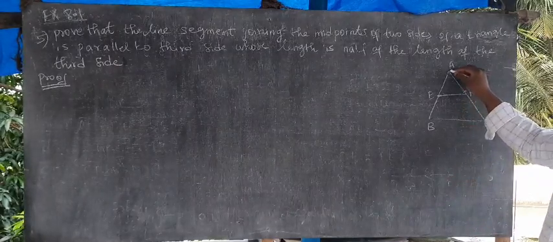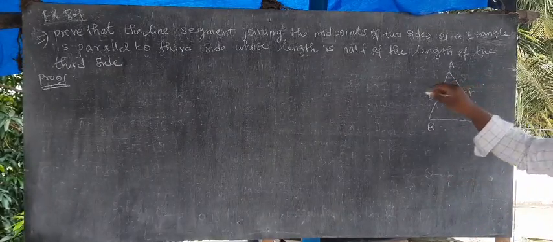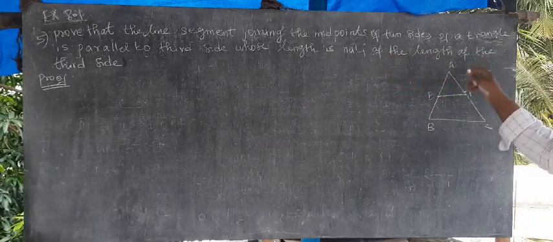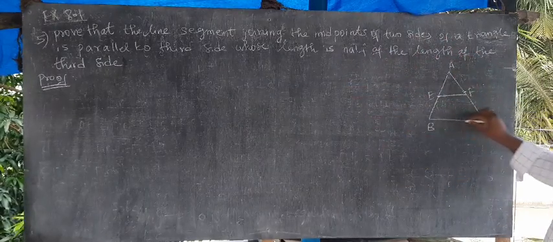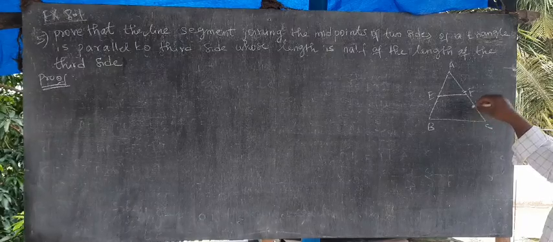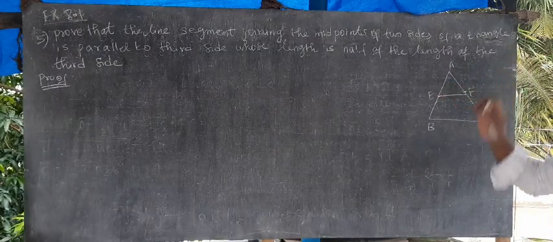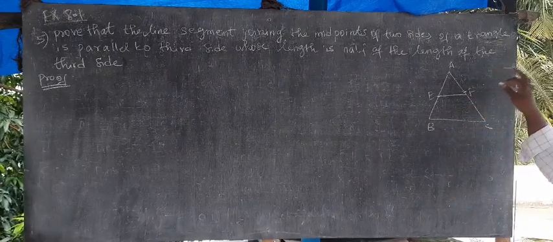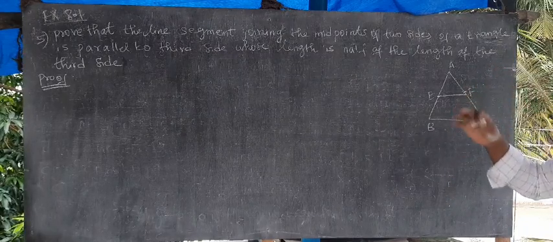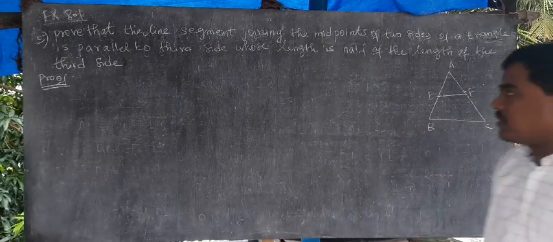So this triangle whose length is half of the length of the third side. Hold on, one triangle, this is equal to half of the AEF triangle. That is, we need to prove. So, EF equals 1 by 2 of BC, something we need to prove. So, listen.